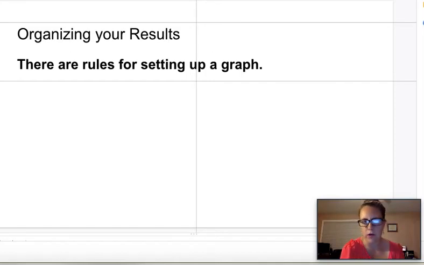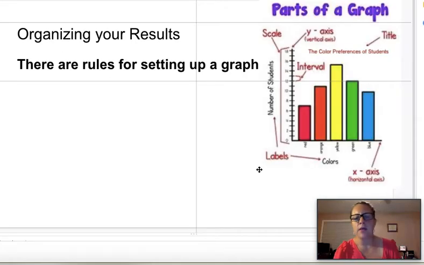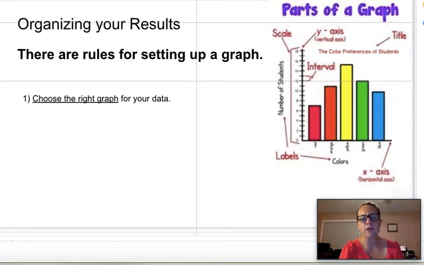When you're going to draw a graph, there are some certain rules for setting up the graph. And so I'm going to go through these now. This gives you a good example of all the things that you need when you draw a graph, and I'm going to go through them one by one. So the first thing is you want to make sure you choose the right graph for your data. So you want to make sure, is a bar graph correct? Are you comparing things? Is a line graph correct? Are you trying to see a relationship? Or maybe you need to draw a pie graph.